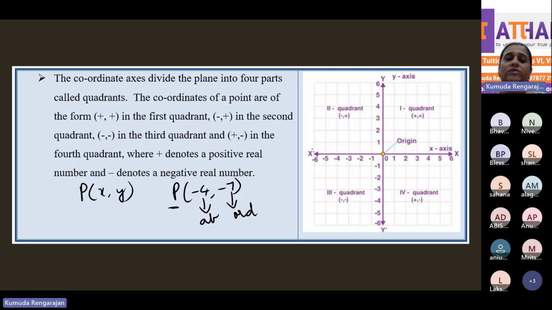Every point that lies on the x-axis will be of the form (x, 0). Points that lie on the y-axis will be of the form (0, y).